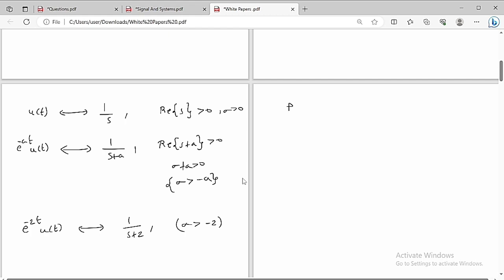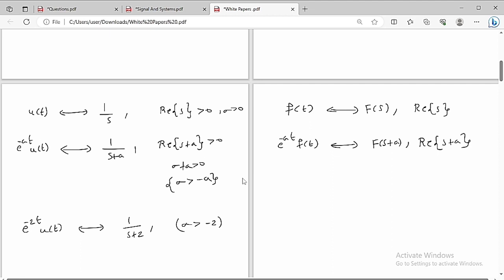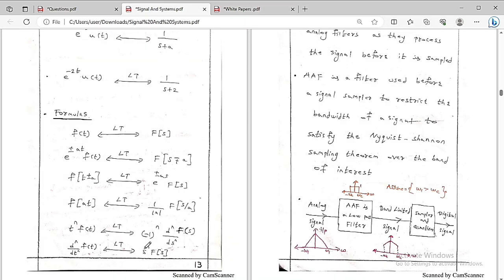So always remember, if f of t has the Laplace transform F of s with an ROC real part of s, then e to the power of minus a t into f of t has the Laplace transform F of s plus a, with an ROC obtained by replacing s by s plus a, real part of s plus a. This you always have to keep in mind. Suppose they are asking for the ROC: e to the power of minus 2t into u of t has the Laplace transform 1 over s plus 2, with an ROC sigma greater than minus 2. So this is the extra point that you have to keep in mind. This is the correct solution of this question.